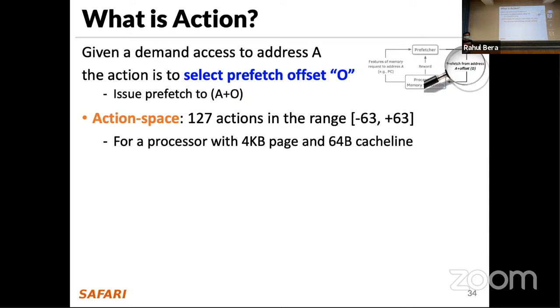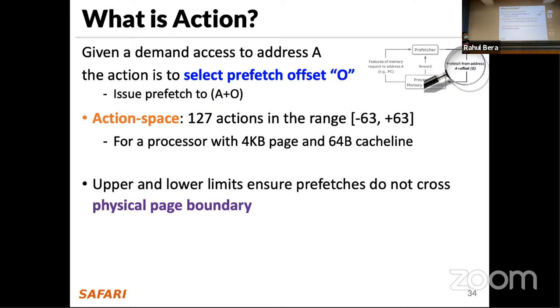And we normally don't issue prefetches in physical memory beyond a physical page limit. So that's what actually limits the range of offset that you can think of. So it's basically 127 offsets that you can ever think of. It's basically in the region of plus 63 to minus 63, okay? Because you can go forward from any given cache line in the page. You can also go backwards. So that gives you like minus 62 to plus 63 range, okay?